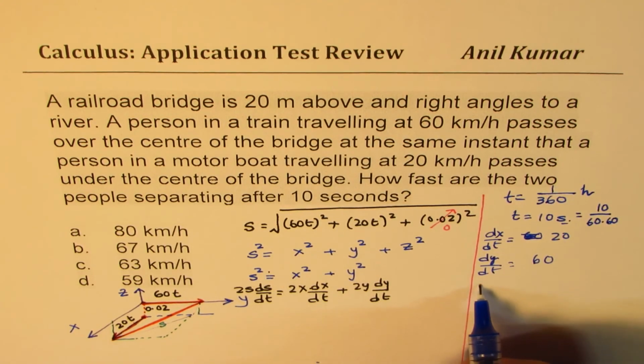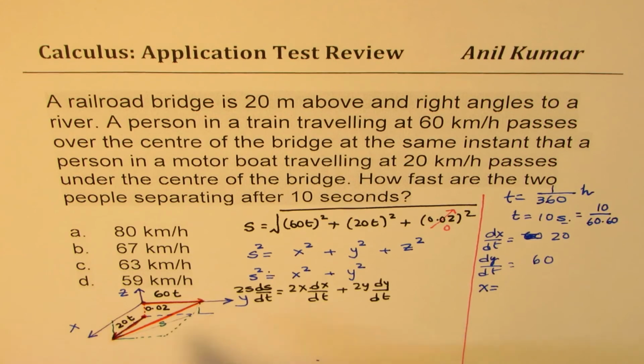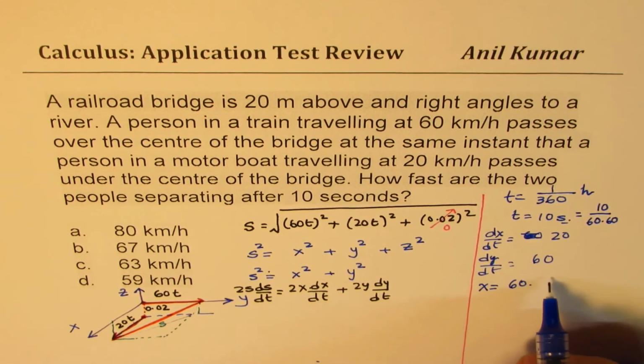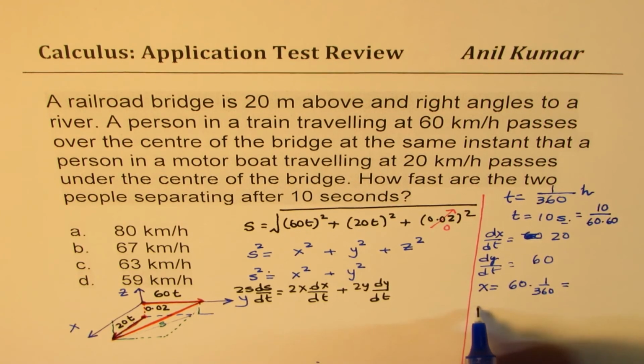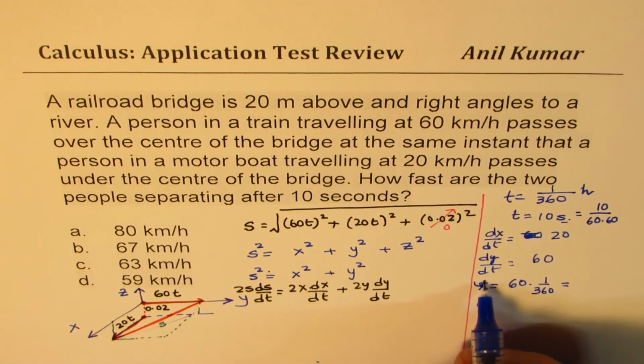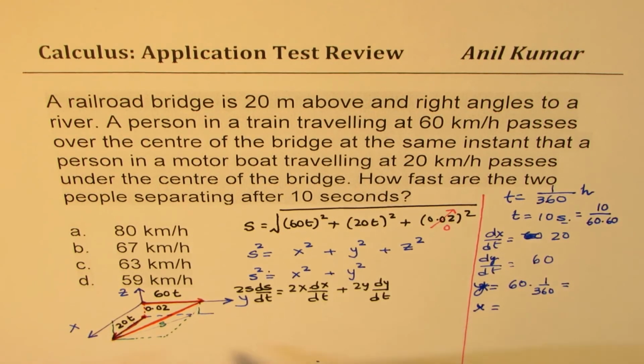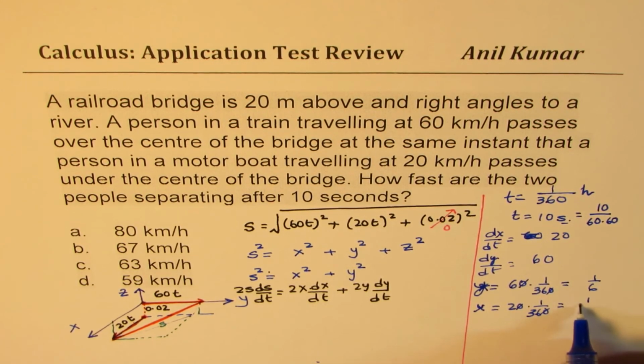So the value of x is going to be 60 times t, which is 60 times 1 over 360. Is that okay? The value of y, okay, let me write y here, is going to be 20 times 1 over 360. Right? So these values are 1 over 6, and this is 1 over 18. So we know x, y.